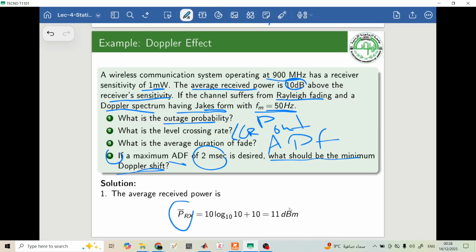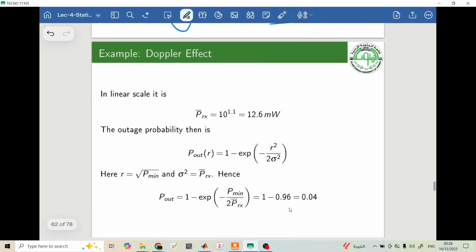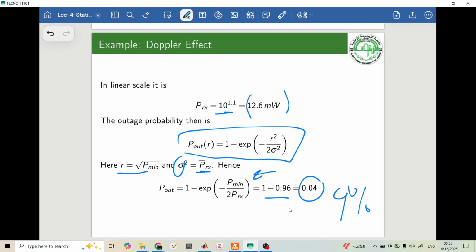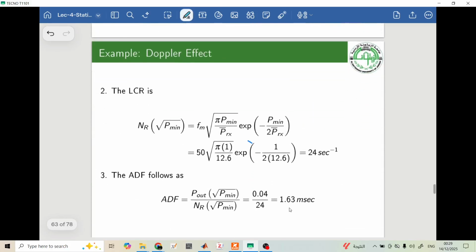Let's compute first the Prx, which is the P minimum in dBm plus 10 dBs. So we get 11 dBs. Now we need to convert it back to linear scale because to compute the P outage, the LCR or ADF, we need to have linear scaled power. So the outage probability is very simple. We recall that sigma square is actually the received power, and R is the square root of P minimum, so R square is the P minimum. You just plug them in here in linear scale, you get 4% outage probability.